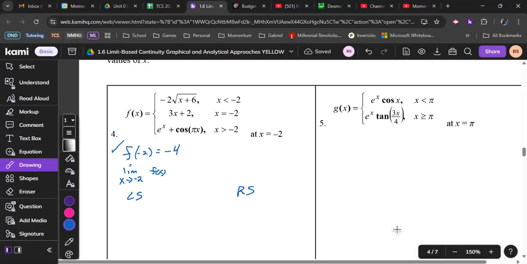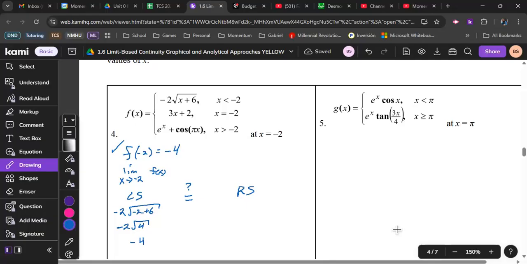Okay, so I'm going to just plug it in. I'm going to get -2 times the square root of -2 plus 6, right? That's going to be -2 times square root of 4, which is 2. So it's just going to give me -4. And we're trying to figure out, are these equal? Okay. On the right side, right?